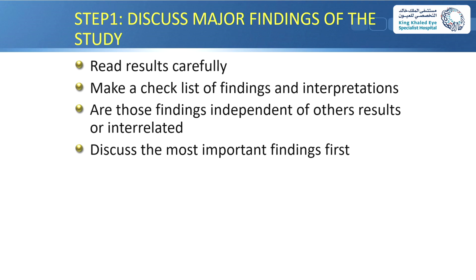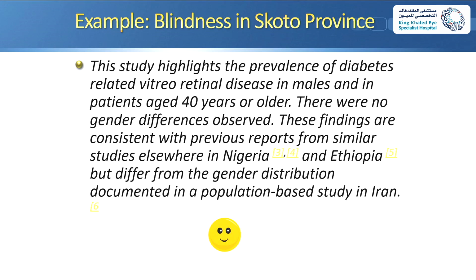And you want to discuss, there are 2 ways of doing it. One, you can go according to your results and discuss those. And I like to highlight the most important thing first. Bring that out first and discuss that. If an outcome variable was standing out and this was your hypothesis, I would discuss that first and then other elements later. So here's an example, okay, of someone who did a study on blindness in this province in Nigeria.